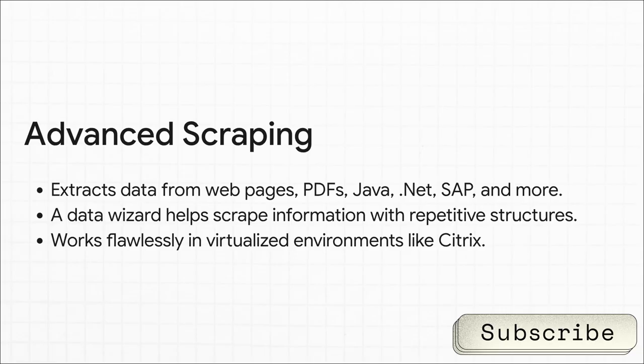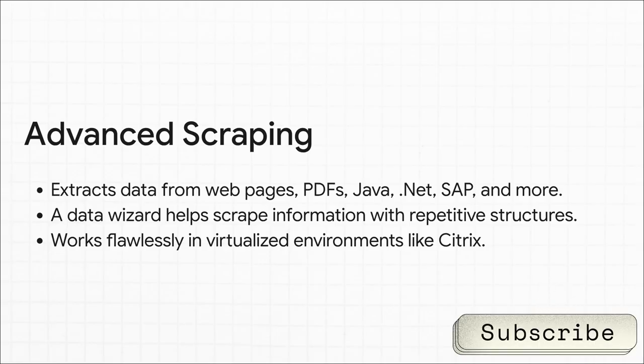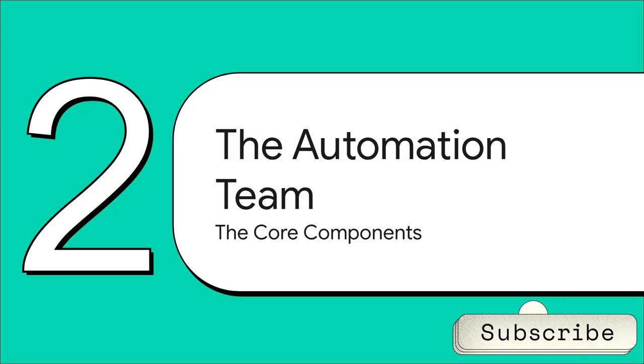But it goes way beyond just mimicking your clicks. UiPath has some seriously advanced tools for pulling or scraping data from pretty much anywhere. We're talking web pages, PDFs, and even those really tricky enterprise systems like SAP. It's even smart enough to pull data from older legacy systems that don't have modern ways to connect. And for big companies, that's a total game changer, because it means they can automate without having to replace their entire infrastructure.